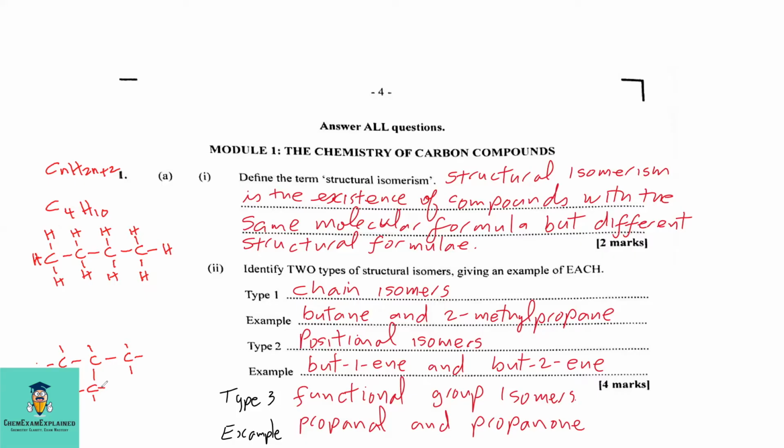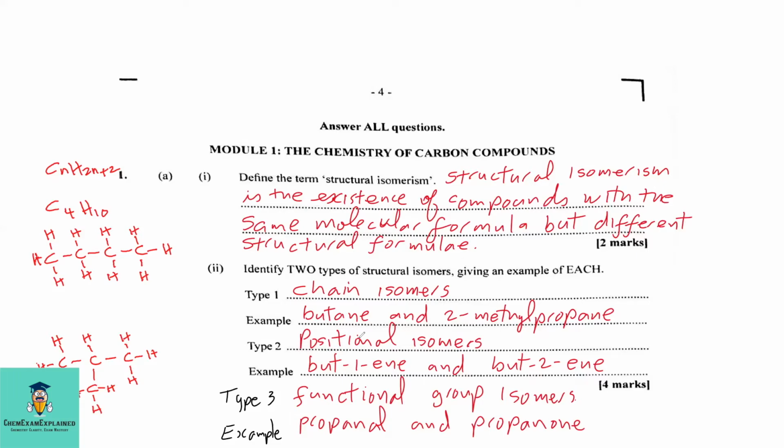So I have 1, 2, 3, 4 carbons, and 1, 2, 3, 4, 5, 6, 7, 8, 9, 10 H's. So here we have our 2 isomers for C4H10.